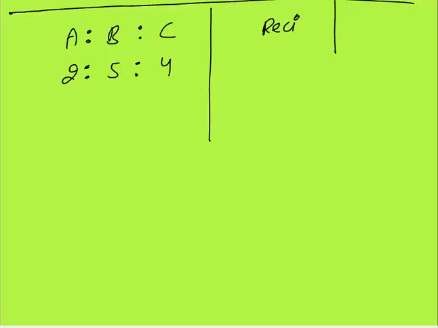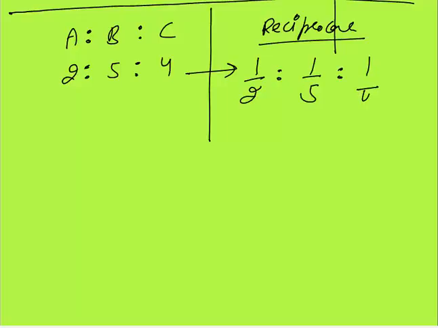Now, if the ratio is A is to B is to C, that is 2 is to 5 is to 4, this is the ratio given. Now, what is the reciprocal of the ratio? The reciprocal ratio is 1 by 2 is to 1 by 5 is to 1 by 4. This is the reciprocal of the ratio.